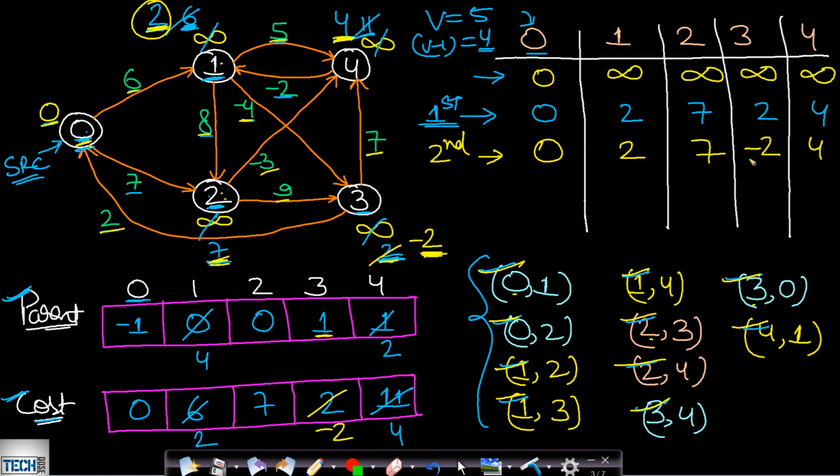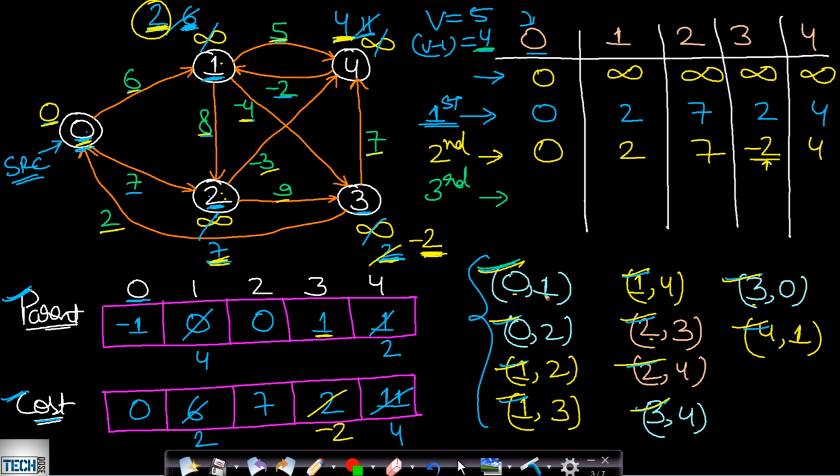So since there is a change, that is there is at least one node which is getting updated value, we will be doing the next step of relaxation. So this will be the third step. We can do a maximum of 4 times of relaxation. Now in this third step, we will again do the same process.